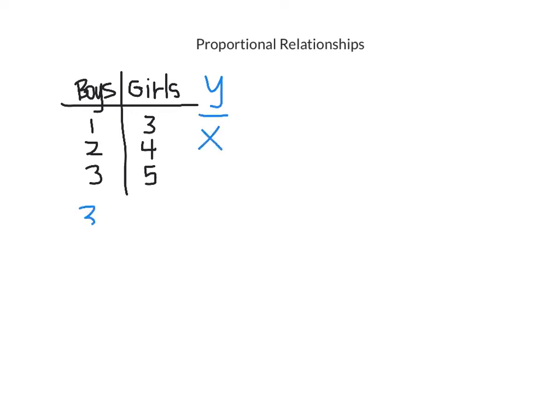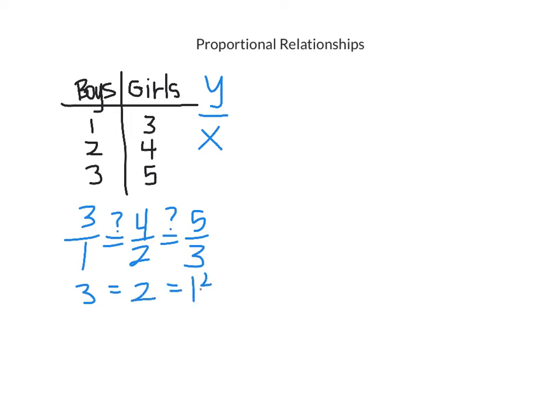So is 3 to 1 as 4 is to 2, as 5 is to 3? And the answer is no. Of course, 3 over 1 is 3, 4 over 2 is 2, and 5 over 3 is 1 2/3. So this one is not direct variation.